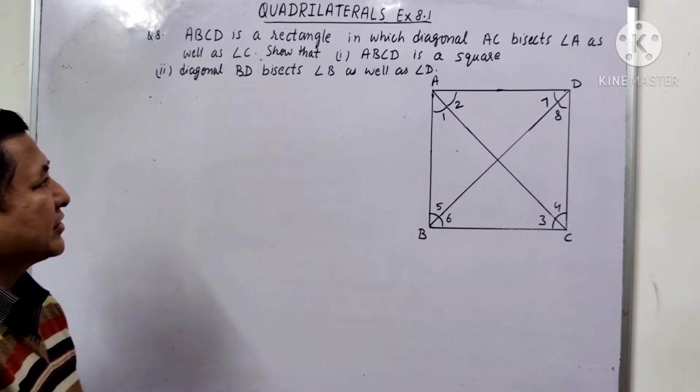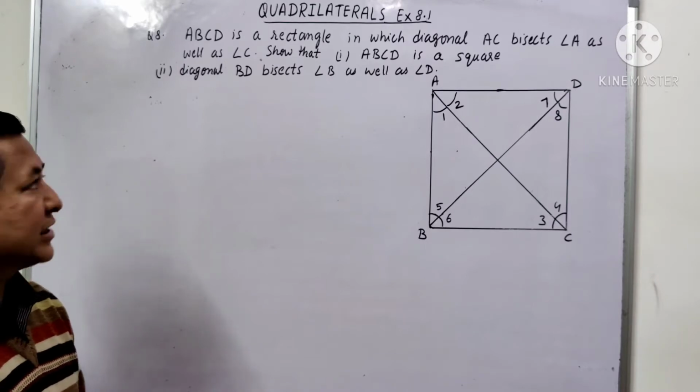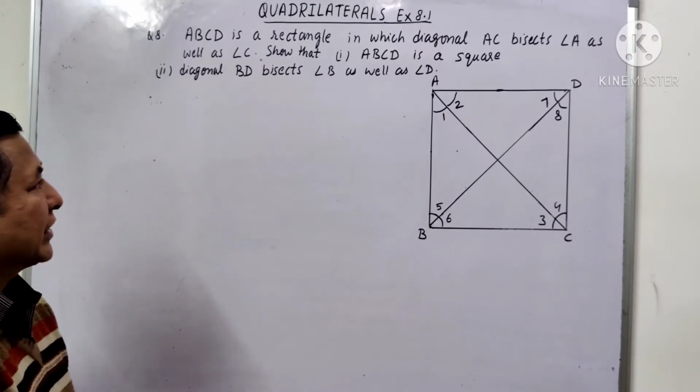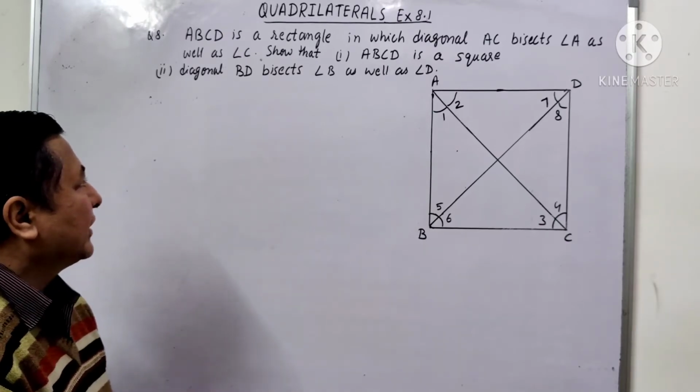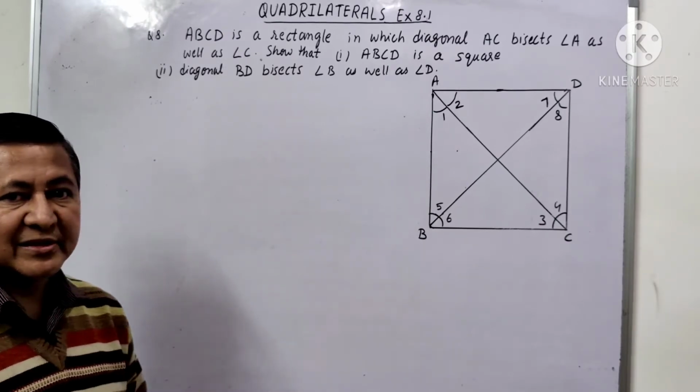ABCD is a rectangle in which diagonal AC bisects angle A as well as angle C. Show that ABCD is a square and diagonal BD bisects angle B as well as angle D.